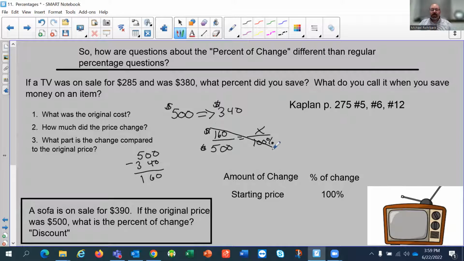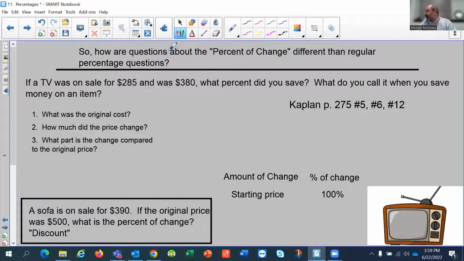So 160 times 100 is 16,000 divided by 500. You get 32. So X equals a change of 32%. It went down, so it's a 32% decrease. Anytime it goes down, it's a decrease. Up is an increase. All right. So we're getting there. Let's look at another one.